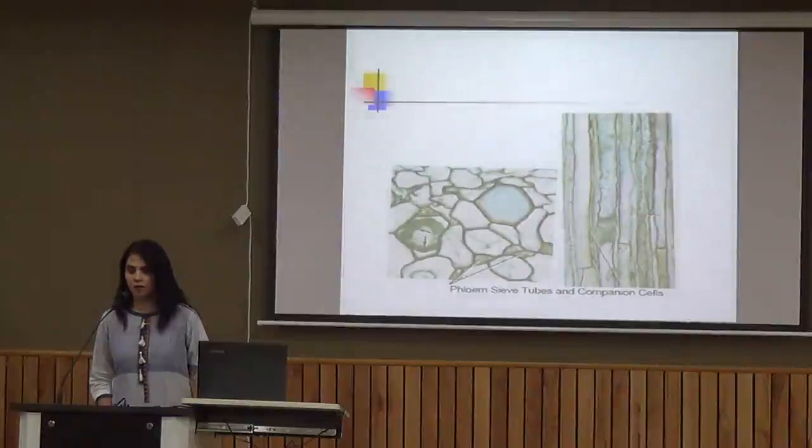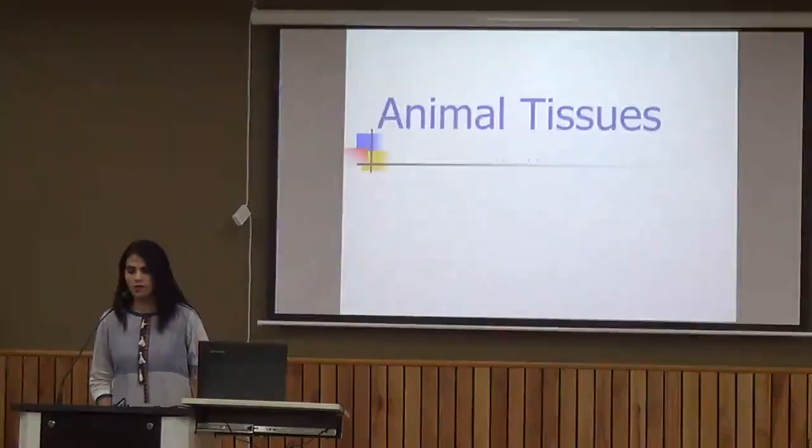Then we are having one fiber. The fiber is basically responsible for mechanical strength. In case of this particular tissue, what do we have? All the three cells are living. That is, companion cell, parenchyma and sieve tube are living. The only cell which is dead is the fiber.